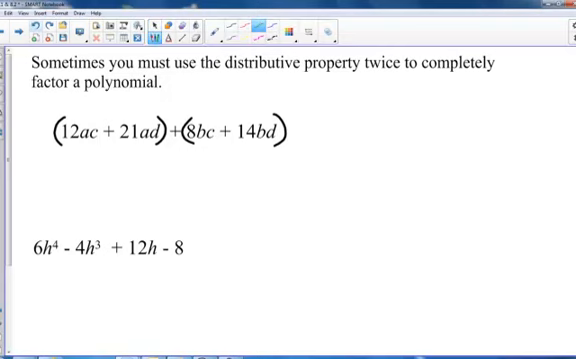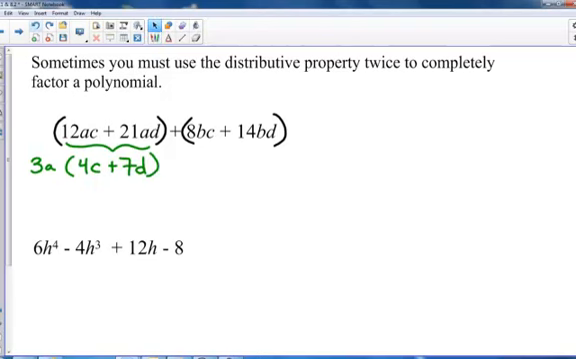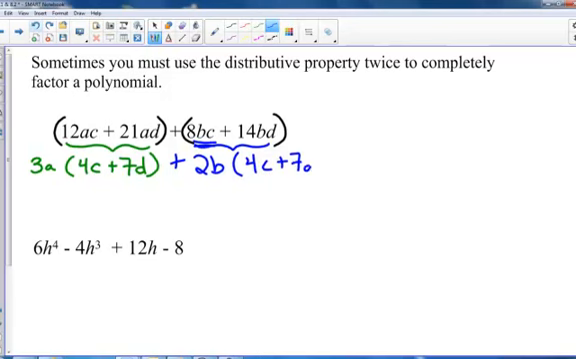Now, my greatest common factor in the first two is 3a. And when I take a 3a out, I am left with 4c plus 7d. My greatest common factor in the second part is 2b. And when I take the 2b out, I'm left with 4c plus 7d.